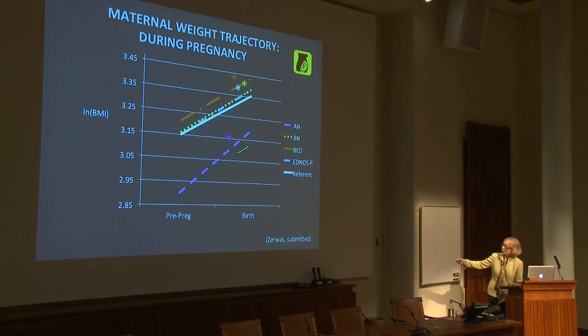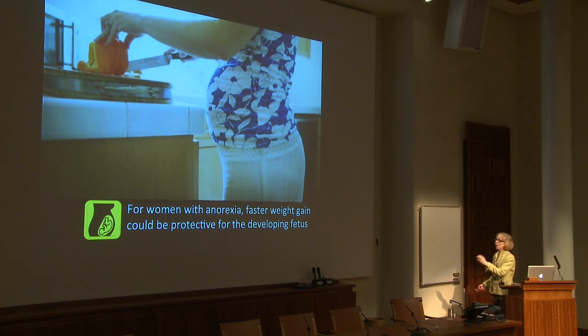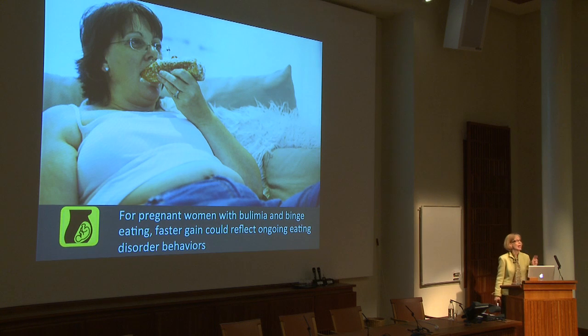Now, this is the anorexia group. As you can see, they started a lot lower, but their weight trajectory was high and fast. So if anything, we're believing that this might be protective for them. For these women with anorexia, faster weight gain might actually be medically indicated and be protective for the fetus, so that they're not going through that period of undernutrition during gestation. For pregnant women with bulimia and binge eating, however, that increased and rapid weight gain might be more of a reflection of some of the ongoing disordered eating behaviors that they're showing even during pregnancy. So even though we might be seeing the same trends in the data, the reasons for some of those trends might differ across eating disorder subgroups.